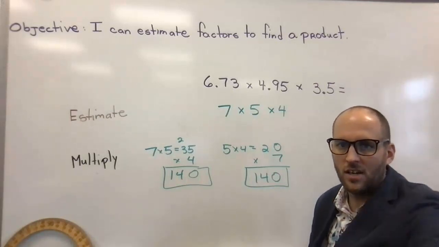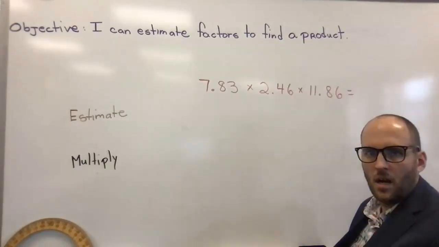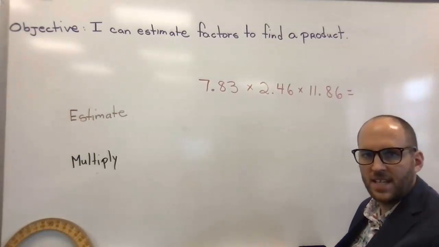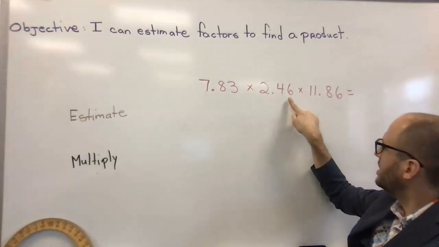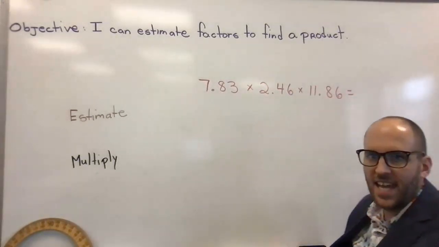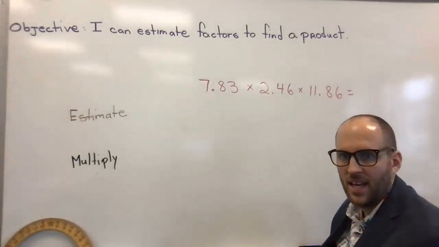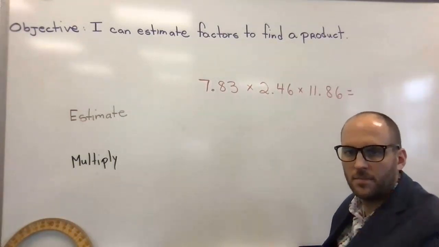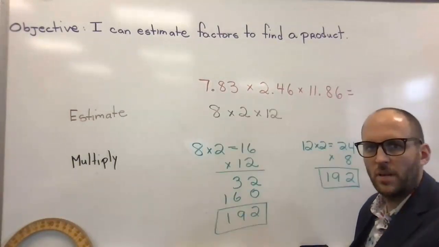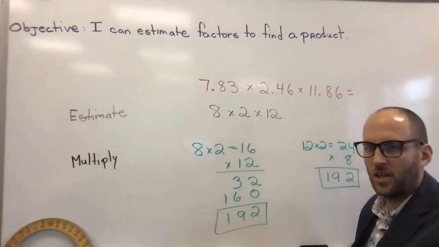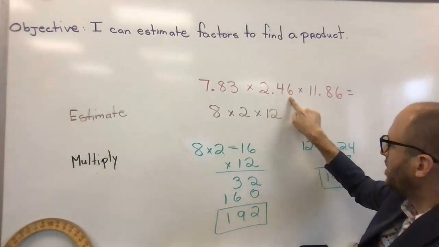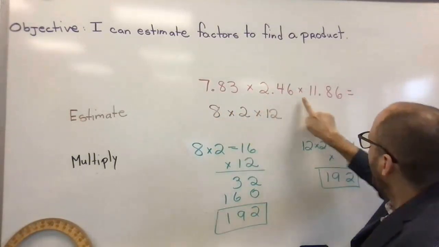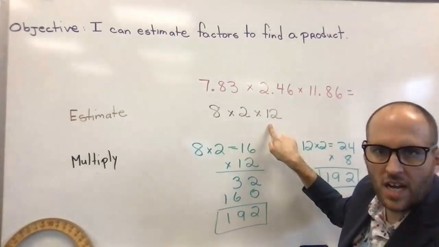Let's do one more for this activity. Our last problem for today's lesson, friends, is 7 and 83/100 times 2 and 46/100 times 11 and 86/100. Estimate and then find the product. 192 should have been our answer for this one, friends, so let's take a quick look at it. 7 and 83/100 rounds to 8, 2 and 46/100 rounds to 2, and 11 and 86/100 rounds to 12.